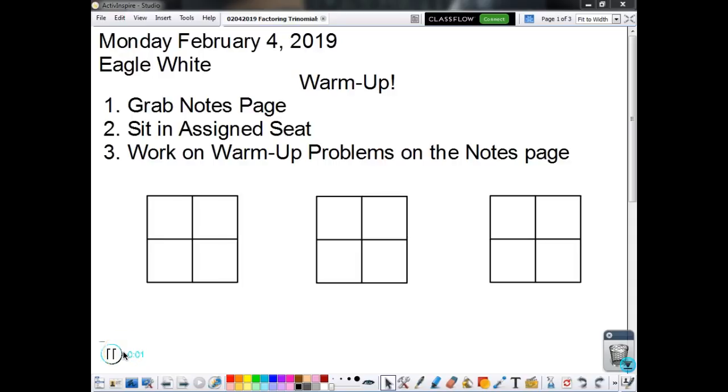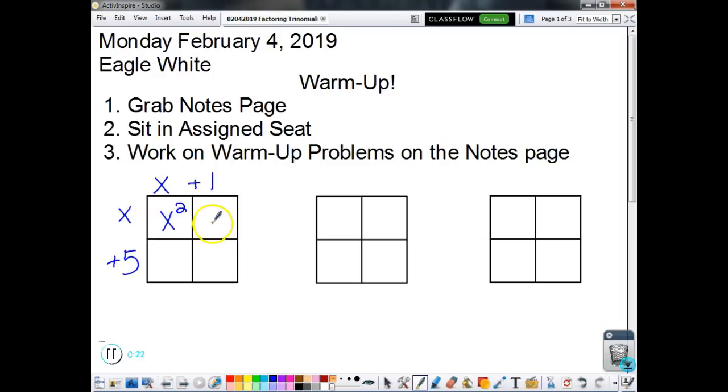Alright, so I'm going to go over your warm-up. The first one was x plus 1 times x plus 5. If you remember, we go on the outside of the box, x plus 1 and x plus 5, and then we treat this like our multiplication table. We do x times x, which gives me x squared here.